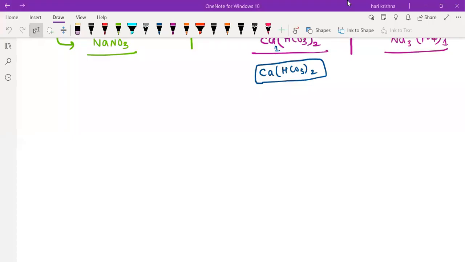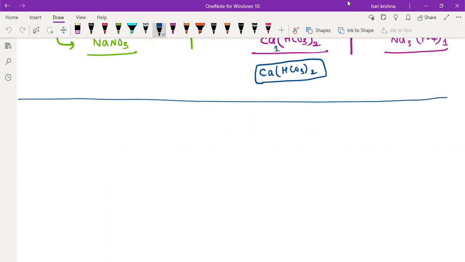Yes, so we can hear corrosion, rusting. Corrosion, rusting. Okay. Sir, can you repeat the question? What are the different types of chemical reaction?